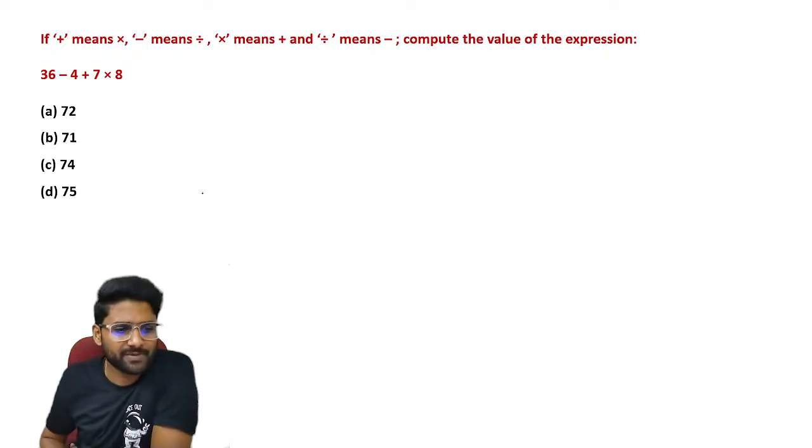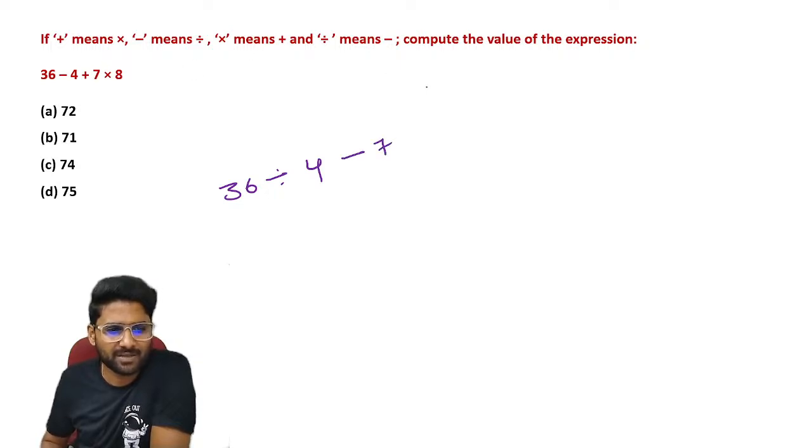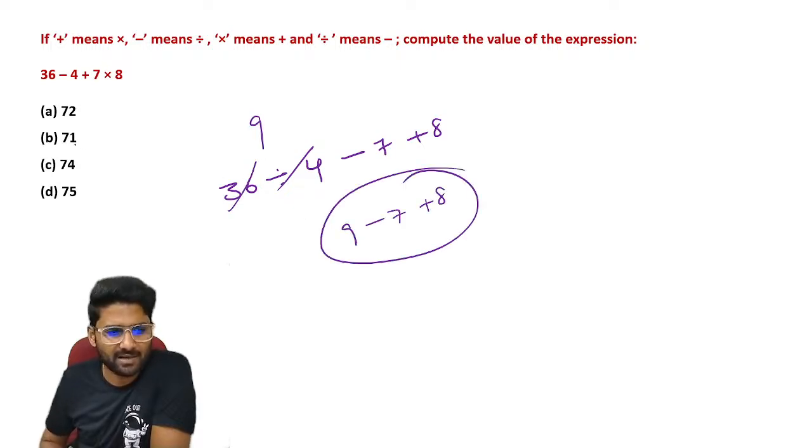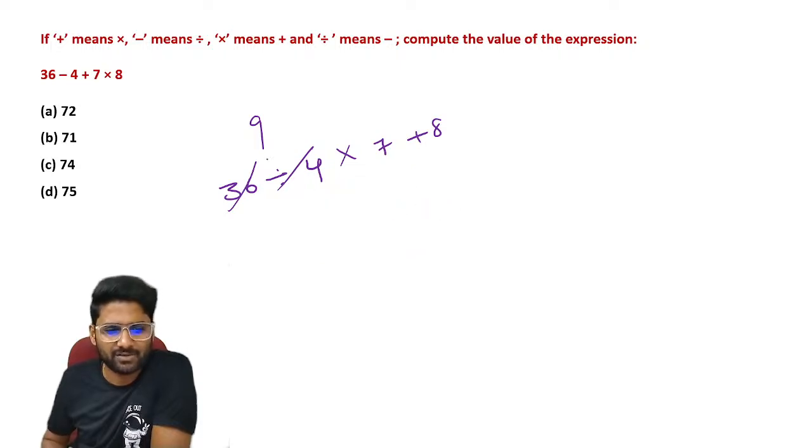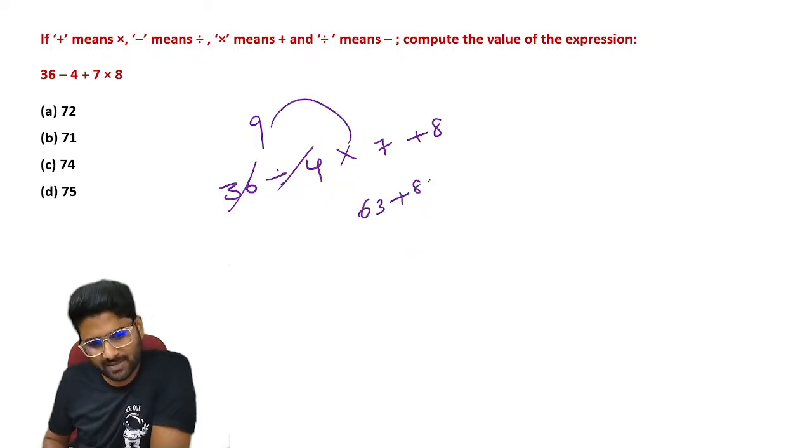Next, find the value of this expression: 36 ÷ 9 ... Minus stands for division. Plus stands for minus. Multiplication stands for plus. So 9, 9 minus 7 plus 8. Multiplication means plus. Minus means division. Plus means multiplication. 9 into 7 is 63, plus 8 is equal to 7.